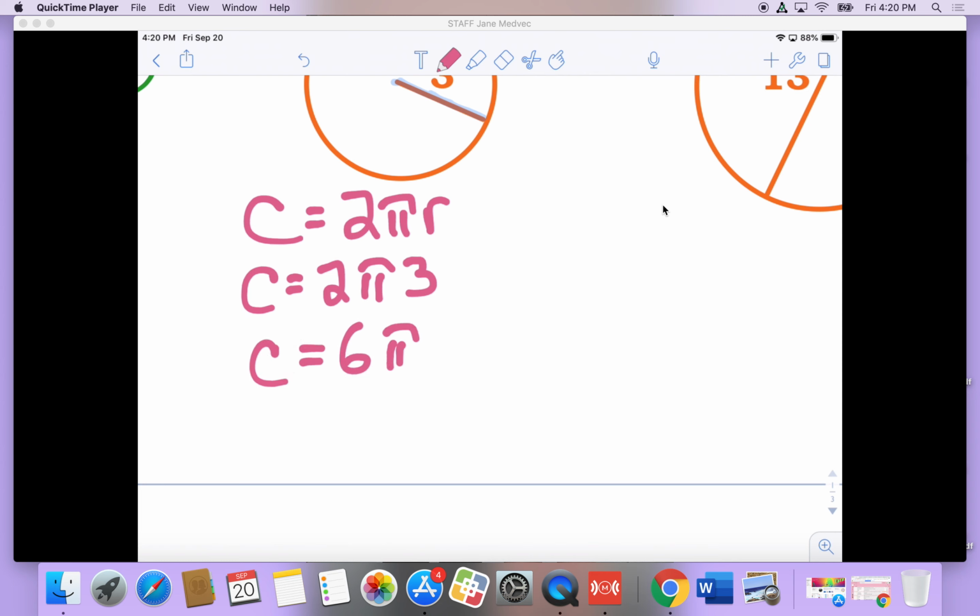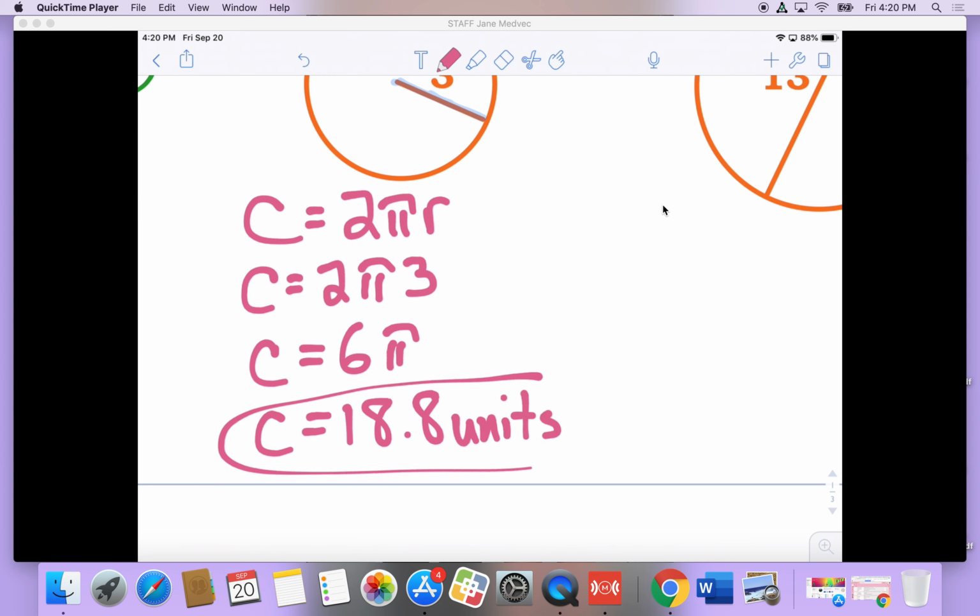Or if you wanted to, you could bring your calculator. And again, you can either use the pi key or 3.14. Kind of depends on the directions. For our purposes right now, let's use the pi key. You're going to notice it's on the left-hand side, and it looks very similar to the pi symbol that I have on your paper. So I take 6 pi, and that gives me the circumference of 18.8, and that would be units, because I don't have centimeters or inches or whatever.